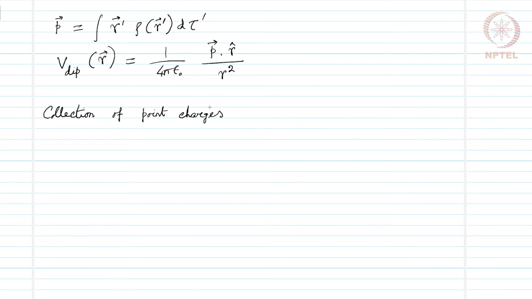If we consider a collection of n number of point charges, then the dipole moment can be obtained by making a sum over those n point charges, i running from 1 to n, of q i times the position vector of this point charge.